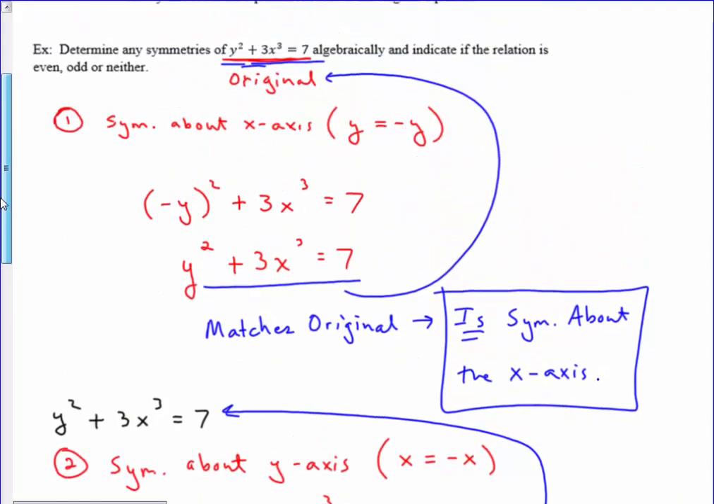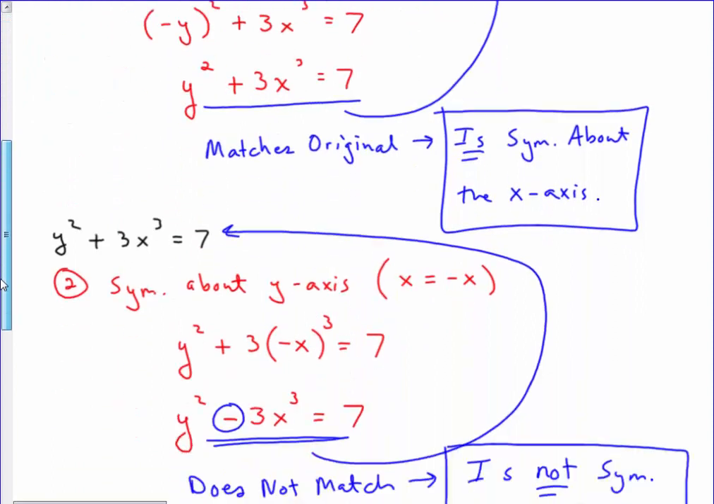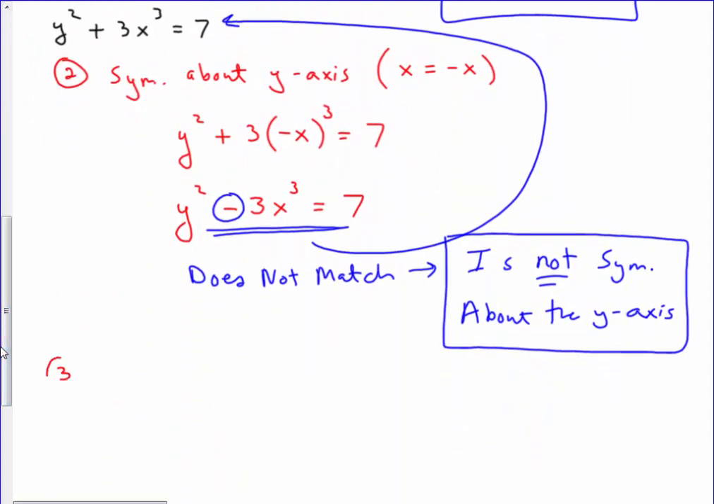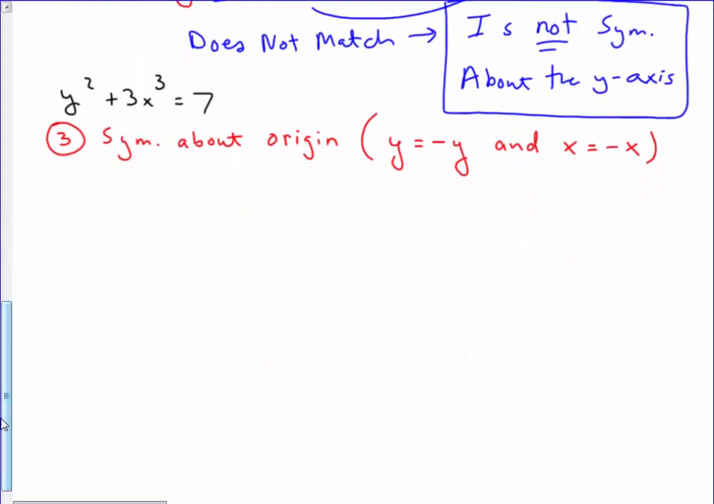Okay, and then finally, as our third piece, to determine if a relation is symmetric about the origin, replace both x with negative x and y with negative y. So coming back down, we have this one, symmetry about the origin. Okay, I'm going to make myself a note that y needs to be replaced with negative y and x needs to be replaced with negative x. Okay, I'll copy down my original function right here above just so it's easy for me to see what I'm comparing it to and where I need to substitute in values. So here, replacing both, I would have negative y squared plus 3 times negative x cubed equals 7.